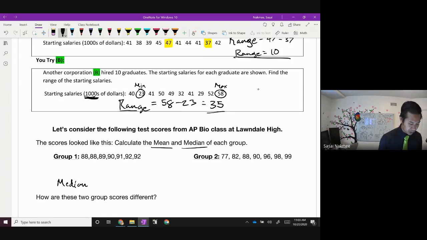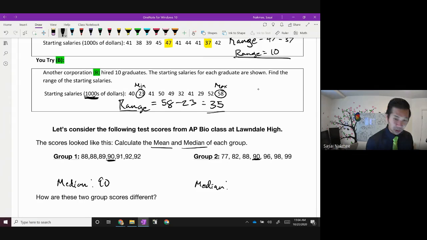The median for this one is the number that's exactly in the middle, which in this case is 90. Over here, same thing. What's the number in the middle? It's 90. He's saying that group 2 is going to look like it's doing better than group 1. But if you look at the calculation here, they both have the same median, don't they?